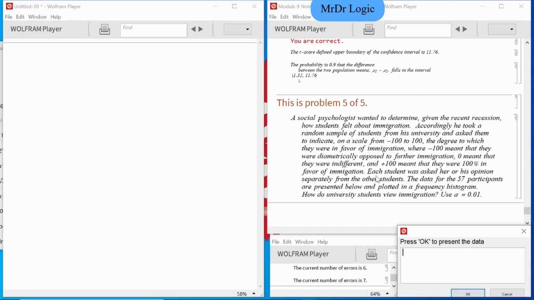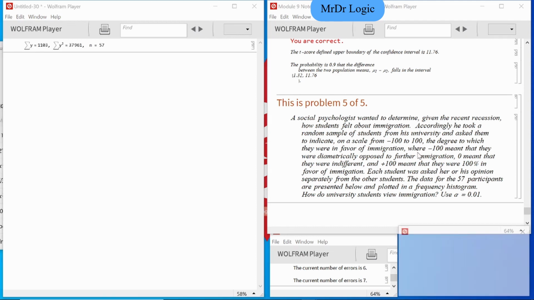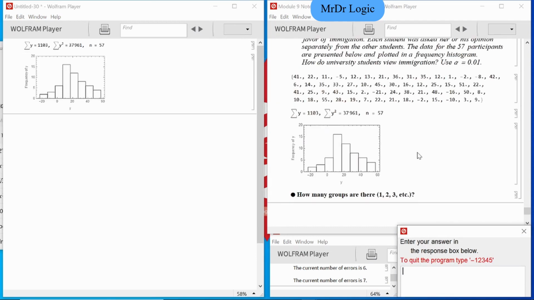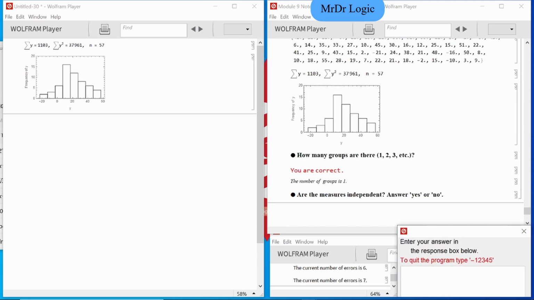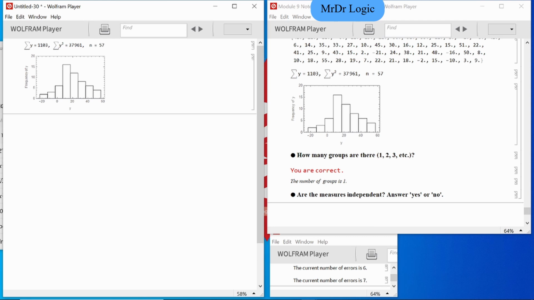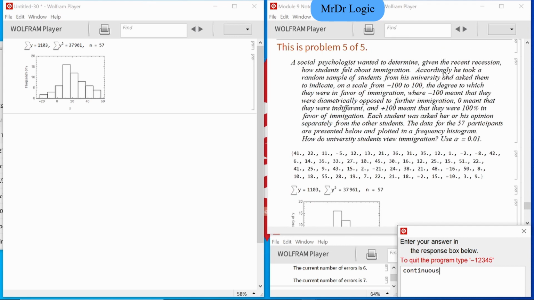Oh boy, here comes the final answer. Our final question. How many groups are there? There's one. Is it independent? Yes, it's independent. Continuous. I remember this because I briefly saw negative 100 to 100.